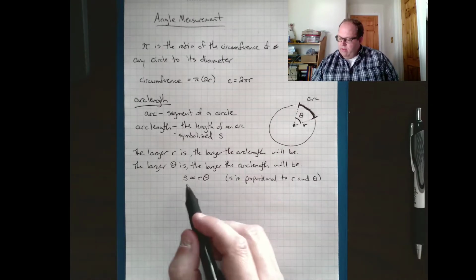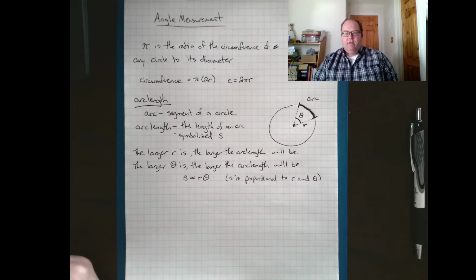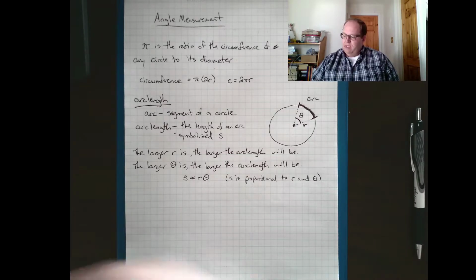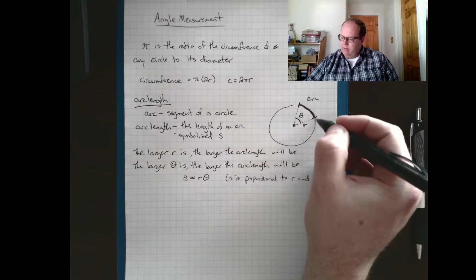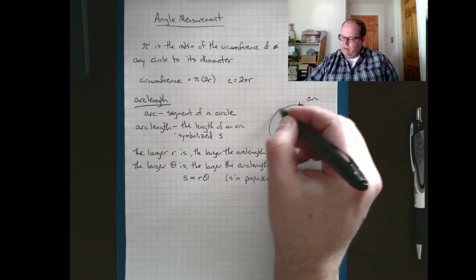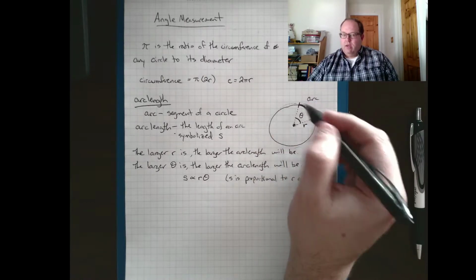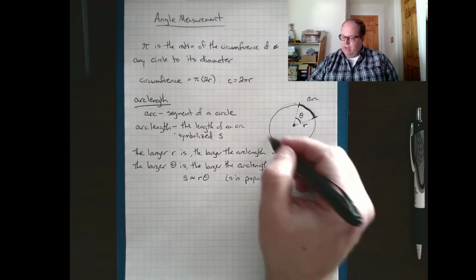Now, there is one arc length that we have been talking about, or you've been talking about in math class for quite a while now. That is the very special case when your arc is the entire circle. We call that particular arc length a circumference.